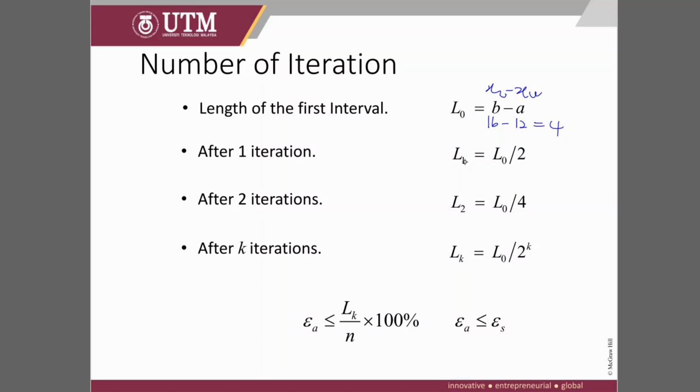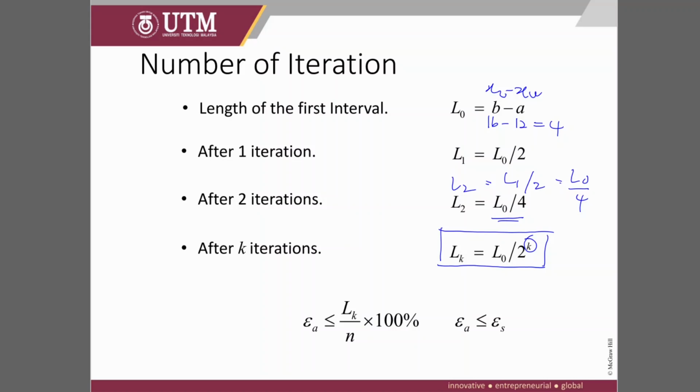And then for the second iteration, we divide L1 by another 2, which is now 2 divided by 2. So now L2 is equal to L1 divided by 2, or L0 divided by 4. Now after k iterations, this is the formula, where k is the number of iterations.